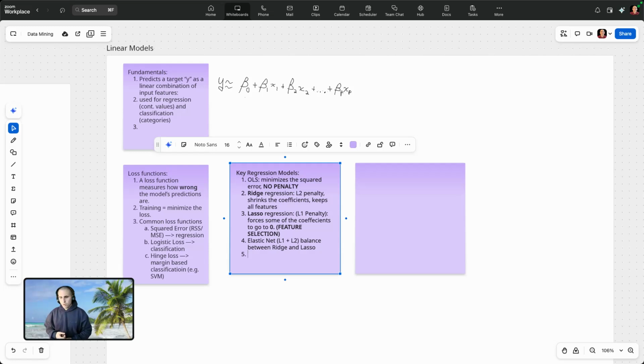Okay, so ordinary least squares minimizes the squared error. There's no penalty. But then ridge and lasso both have penalties, right? With ridge, we're shrinking all of the coefficients. But with lasso, we're just zeroing out some of the features. So we're trying to make the model more conducive for regression.